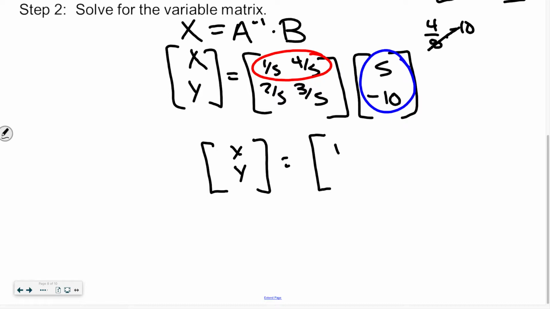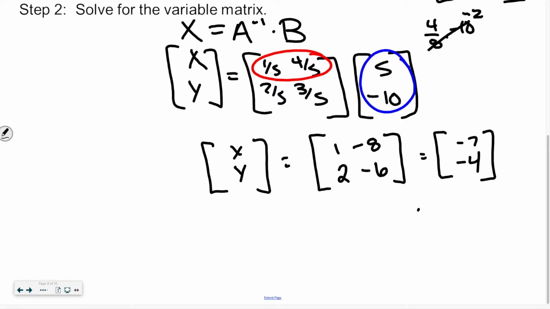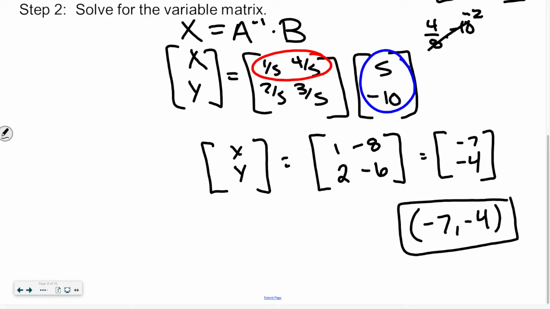Yeah, I would just think -10 over 5 is -2, isn't it? So then that's -8. So my x value is -7. Not too bad. Doable. And then 2/5 times 5 is 2. 3/5 times -10. Again, -10 over 5 is -2, times 3 is -6. So then I will have a -4. So -7, -4 is my solution.